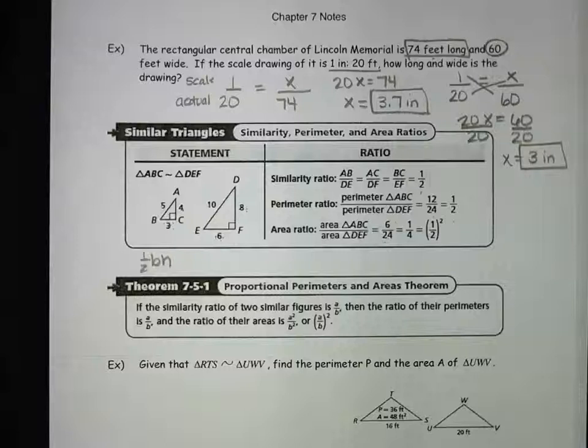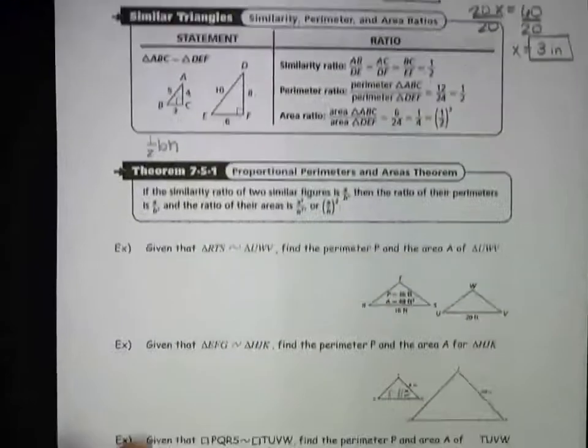If the similarity ratio of two similar figures is A over B, then the ratio of their perimeters is A over B, and the ratio of their areas is A squared over B squared, or A over B squared. Let's take a look at our first example.